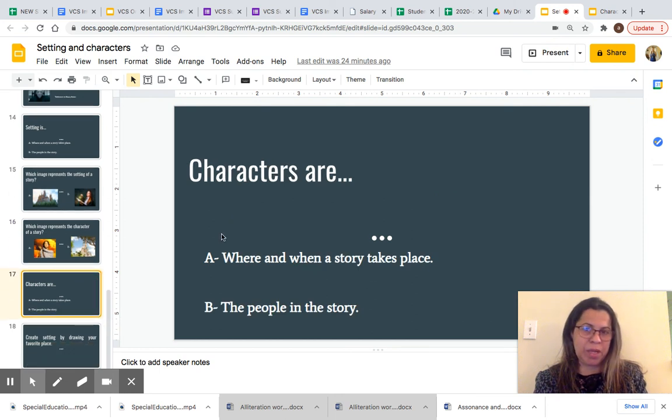Now, characters are, which one is the correct answer? A or B? A, where and when a story takes place, or B, the people in the story? Which one is the correct answer? Pause the video and point to or write down the correct answer.